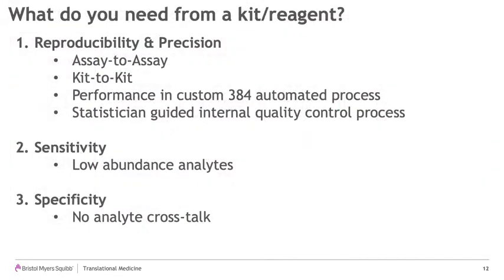As we are running so many different samples and analytes, we need very robust kits and reagents. Generally, we require strong performance when it comes to reproducibility and precision, sensitivity, and specificity. Reproducibility between assays, but also between different lots of kits, is key as we support multiple longitudinal studies where samples can be received months or years apart. In addition, a good performance in our custom 384-well format is essential.